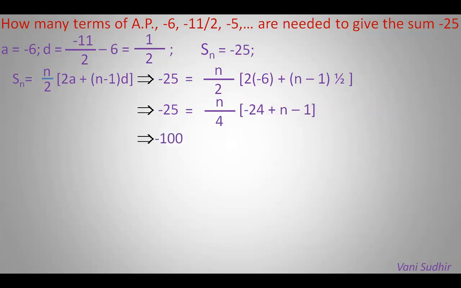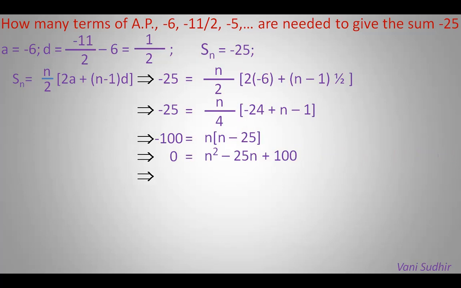So 4 we are transposing to that side, so minus 25 times 4 is minus 100. So one factor is n, another factor is n minus 25. Minus 100 you can transpose to that side. N square minus 25n minus 100, if you transpose to that side, plus 100. Here we are getting a quadratic equation. We have to find the factors of 100 such that when you multiply you should get 100, and when you add, minus 25.